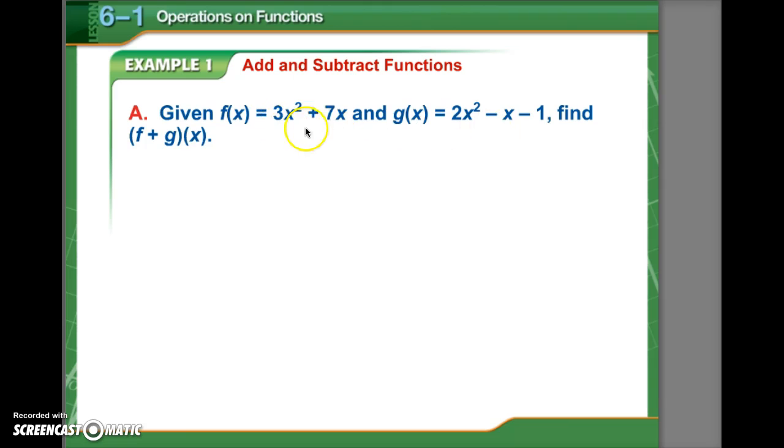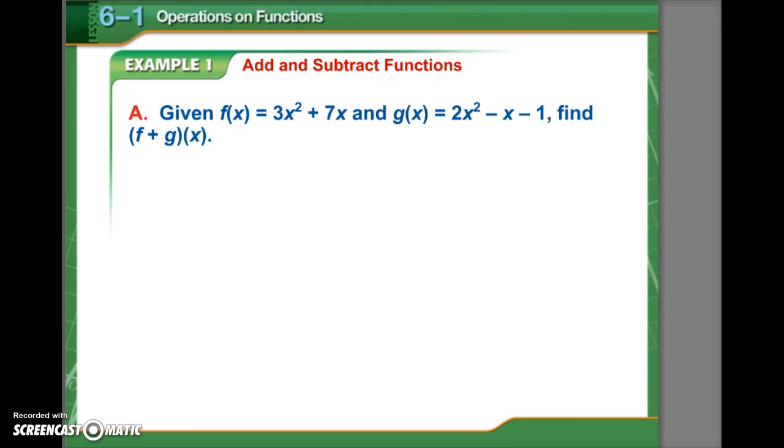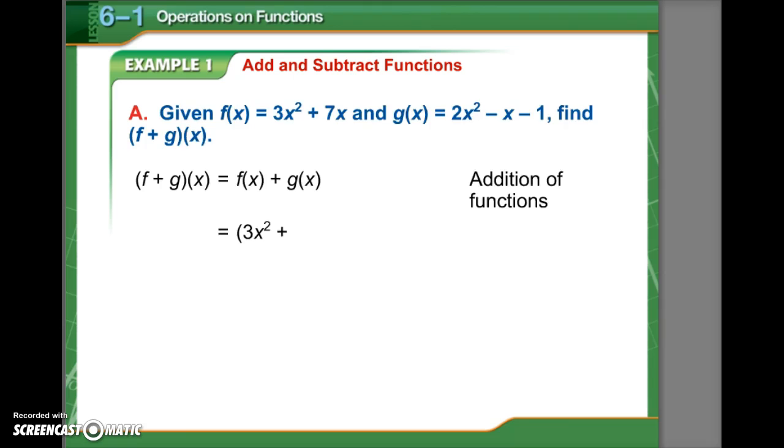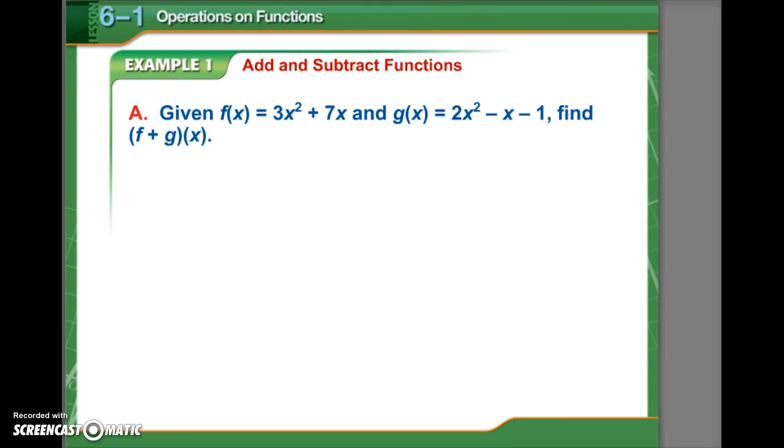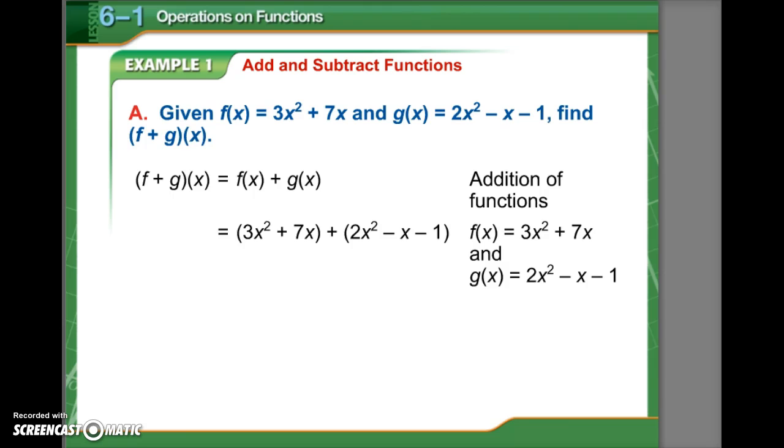So we're going to combine our like terms and then simplify. So we have 3x squared and 2x squared. That makes 5x squared. We have 7x minus x. That gives us 6x, and then we have minus 1. So let's look for that answer in this next slide. And there we go, 5x squared plus 6x minus 1. Same thing on this slide.